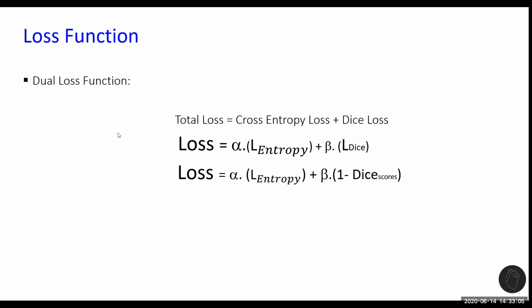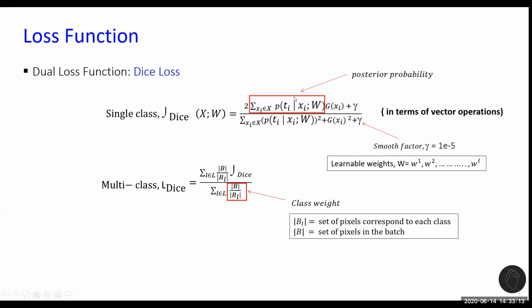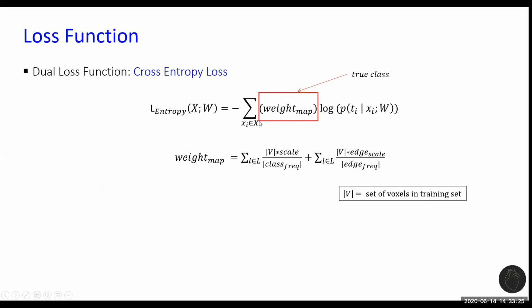So for the loss function, we used the dual loss. One is the cross entropy loss, and another is the dice loss. The dice loss is almost similar to the dice similarity coefficient, just we replaced the target label with the posterior probability, and then we calculated for multi-class. And cross entropy loss is nothing but the negative log likelihood, but we used the weighted cross entropy loss, where we multiplied the log likelihood with the true weight, which was calculated from the true label and contour.